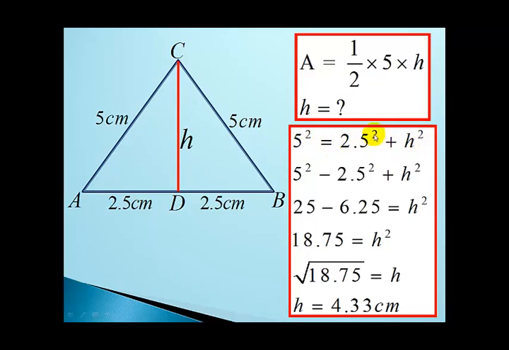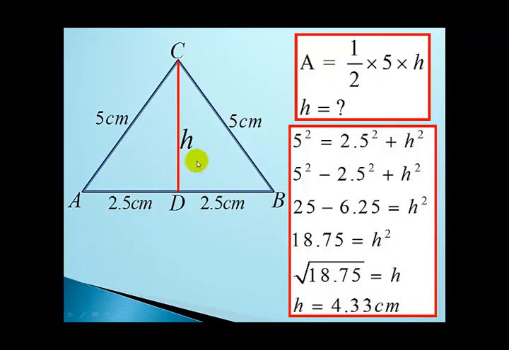Now 2.5 square on the left hand side becomes minus 2.5 square, and this is equal to h square. Now we have 25 minus 6.25 is equal to h square. When you subtract 6.25 from 25, the result is 18.75. And it means that 18.75 is equal to h square. Take note that we are solving for h, so we need to take the square root of both sides. Now when we take the square root of h square, we have h. When we take the square root of 18.75, we have h is equal to 4.33 centimeters.